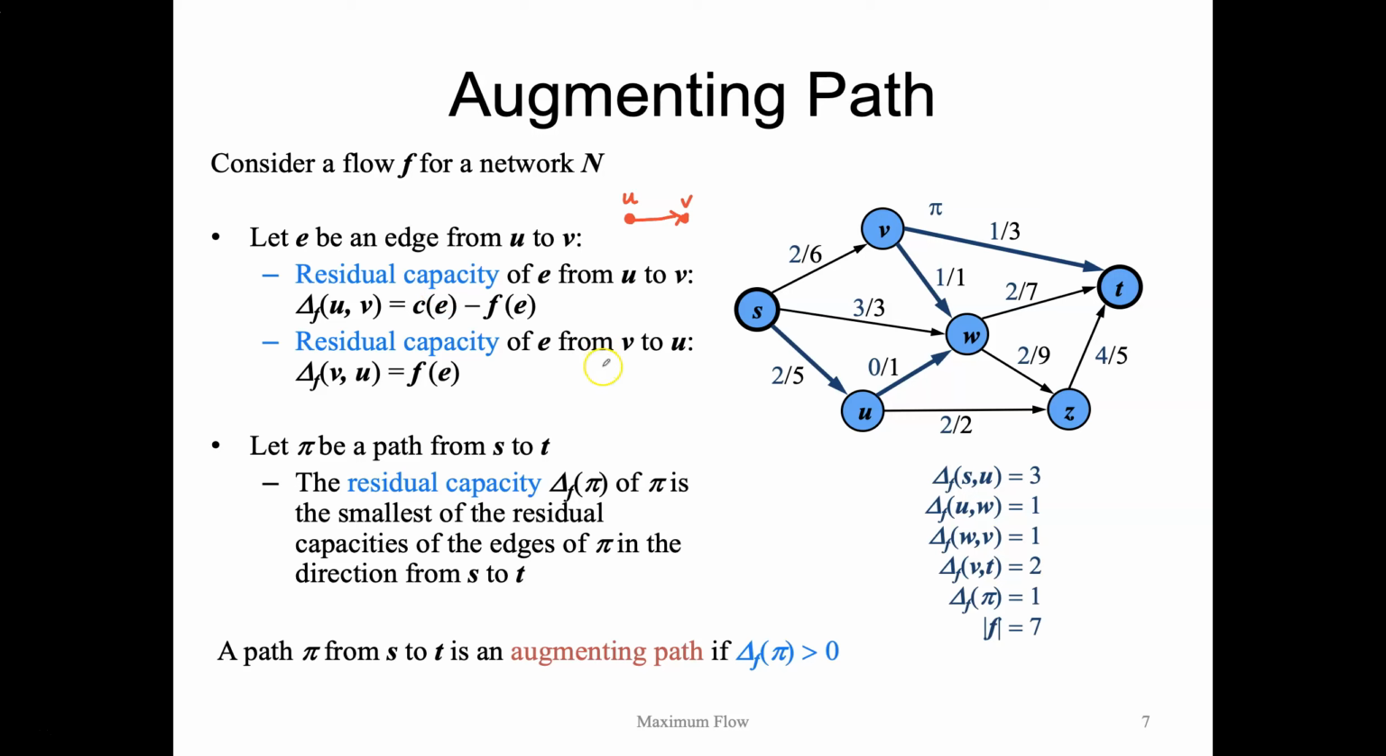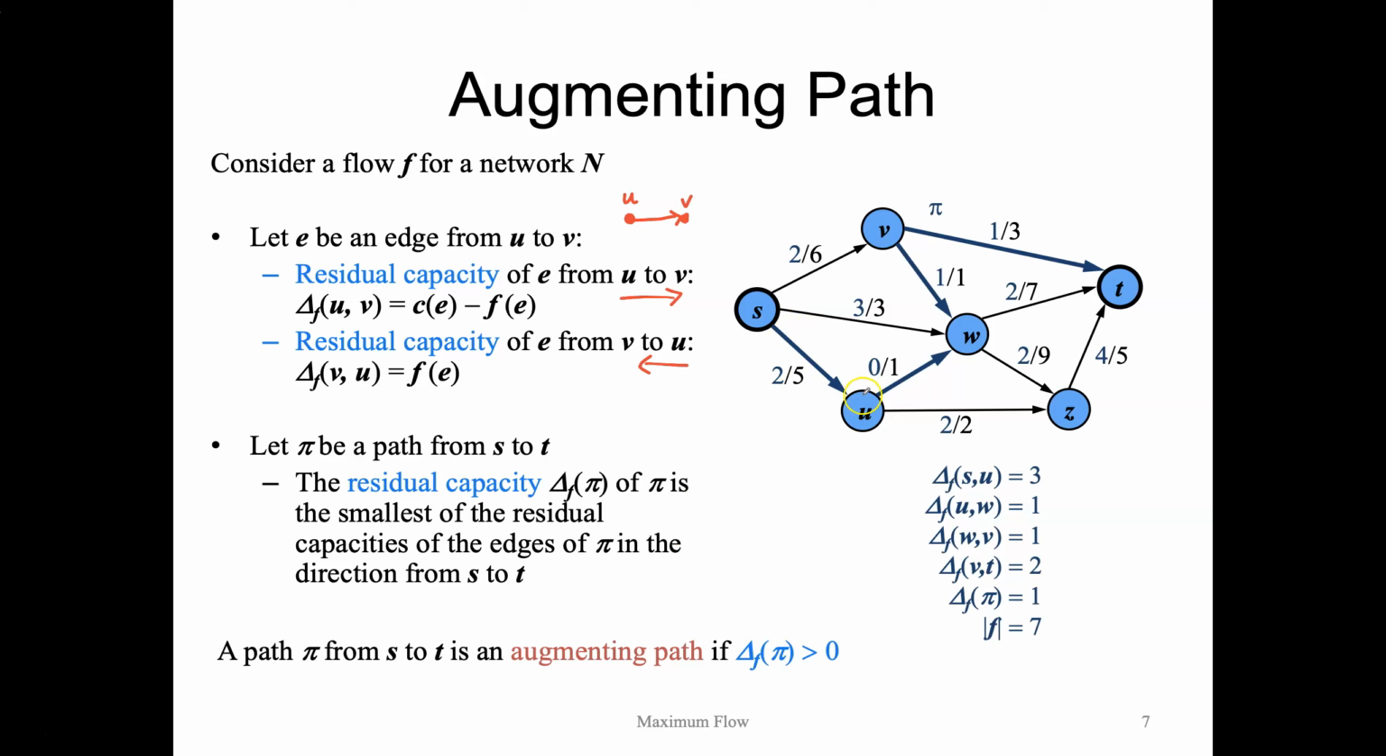Now, the residual capacity of this edge, if we were to follow it going back, to send through this edge but from V to U, is how much flow we were already sending through that edge. So in the first case, we're considering going from U to V. In the second case, we're considering going from V to U. And this would be how much flow we can send back from V to U, and this is just however much we were already sending from U to V. So the residual capacity of a path is just the smallest residual capacity along all of the edges of that path in the direction from S to T.